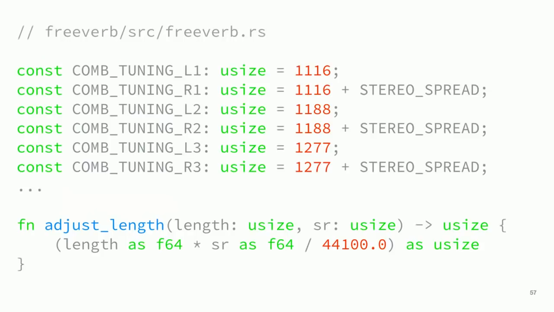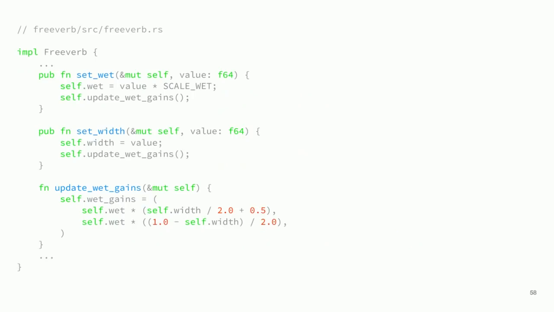sounds like a reverb. The tunings look like this, so you can have constants, and the syntax there is just put them all in caps, and fine, it's a convention. We're adjusting the length because the original only supports 44.1. I think that does the job. I haven't really tested it that much. But something to show here.